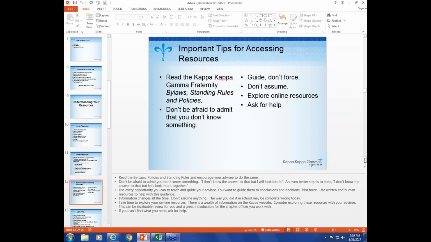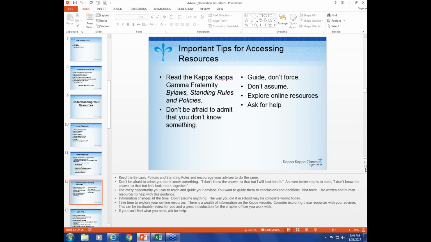So guide, don't force. Help her find the answers. Don't assume anything. Go to the documents, the governing documents and the leadership guides. And then if you can't find what you're looking for, go to your specialist. Ask for help. There's just so much information on the website. And I believe you have to get in there and sort of look around and play with it a little bit when you have time to feel comfortable with it. Because there's a lot of information there.